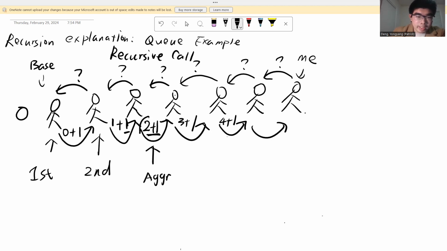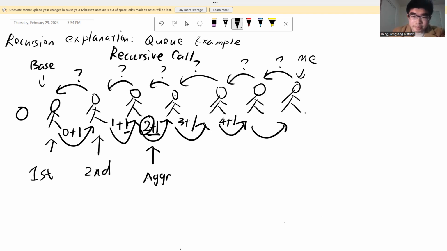Which means that I have a smaller version of the answer from the smaller version of the problem, and then I will simply aggregate whatever the input or something else that fits the case to achieve your purpose.